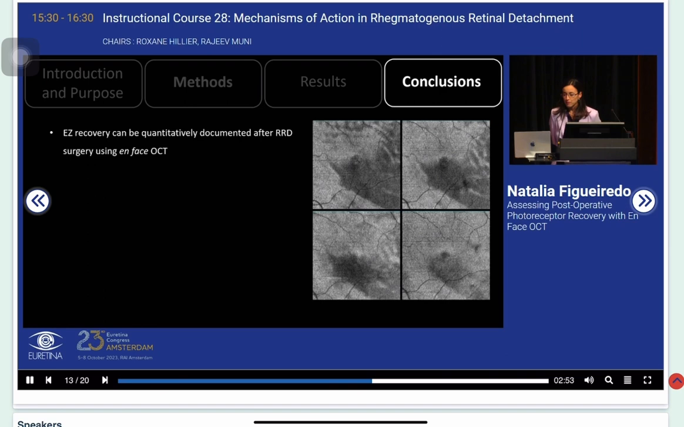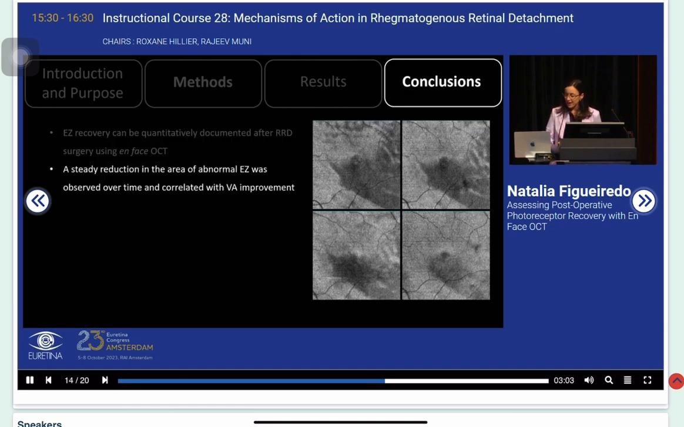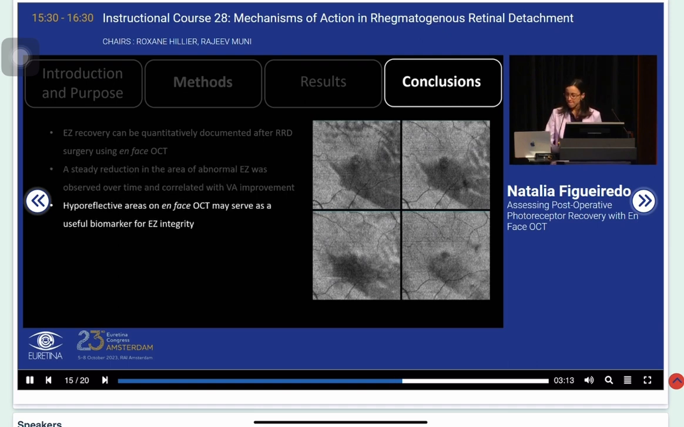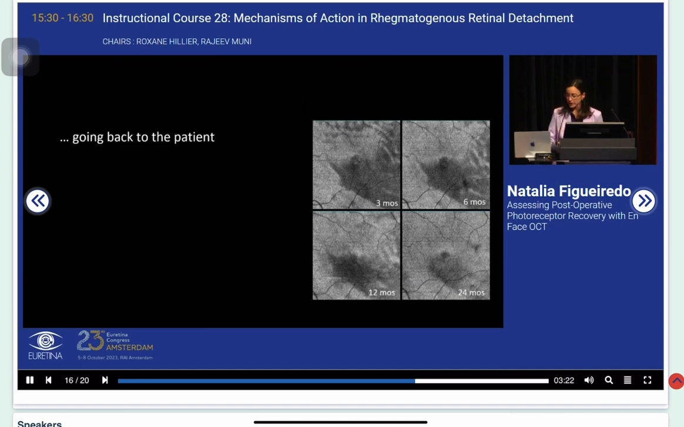To sum up, EZ recovery can be quantitatively documented after rhegmatogenous retinal detachment surgery using en face OCT images. A steady reduction in the area of abnormal ellipsoid zone was observed over time and correlated with visual acuity improvement. And hyperreflective areas on en face OCT may serve as a useful biomarker for EZ integrity.